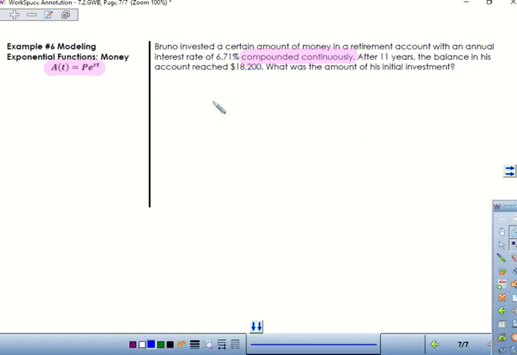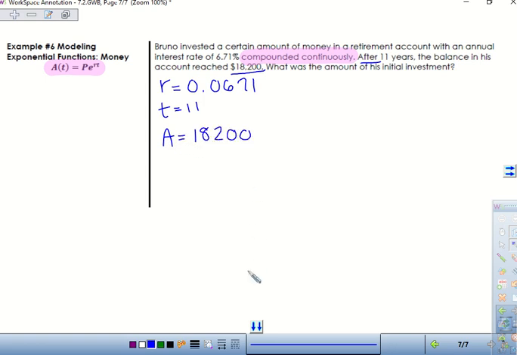So, let's go through and identify everything we know. The rate is 0.0671. I know that it's compounding continuously, so I have to use that formula. T is equal to 11. And here's where the tricky part is. After 11 years, his balance has reached. Is that A or P? A. P only represents the initial amount. So we only know A, T, and R. So we're going to put in what we know into the formula.